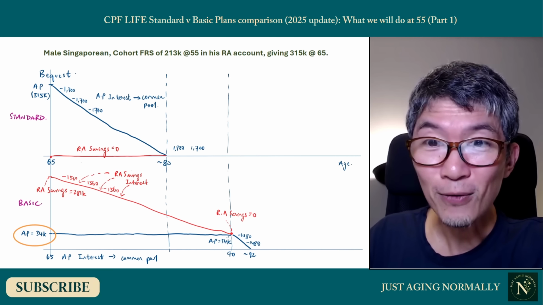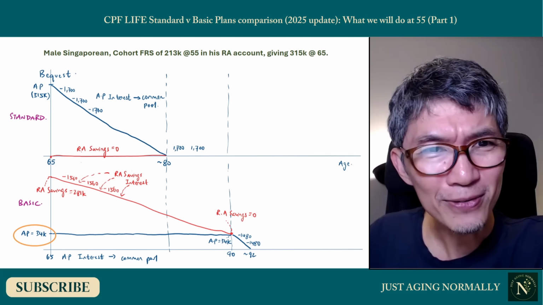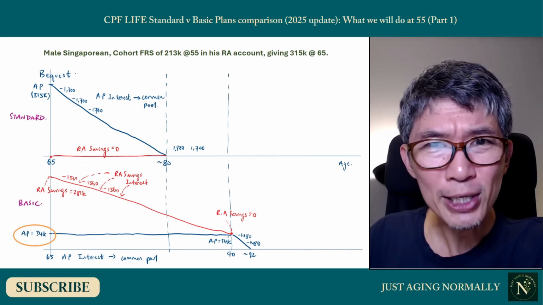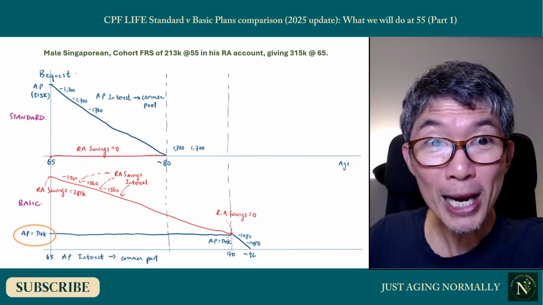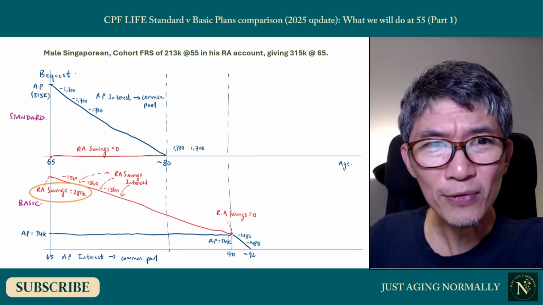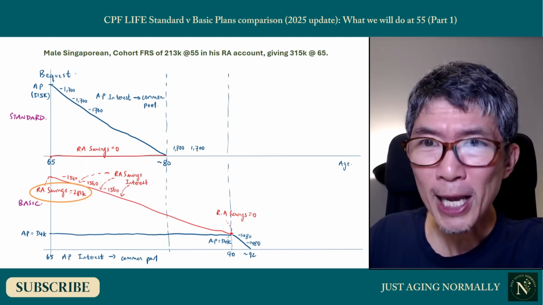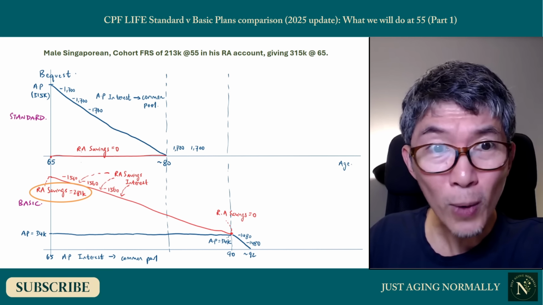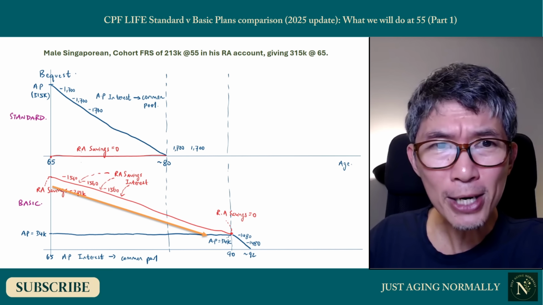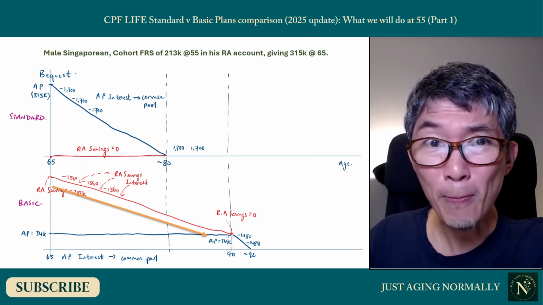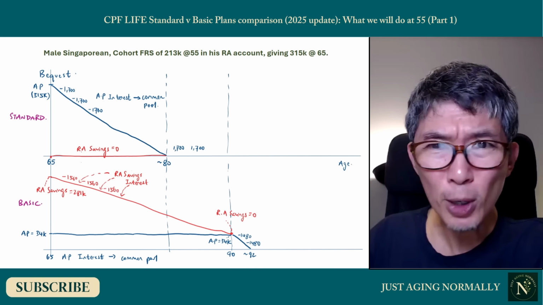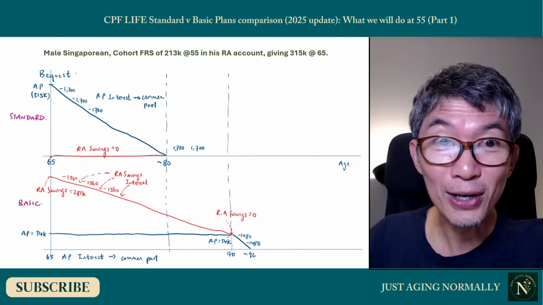We will leave that for next week. Let's go back to the graph. Number two. So, 315K minus 34K gives us 281K in RA savings, and we withdraw 1,560 per month from it. This amount lasts all the way until age 90. As you can see from the graph, the gradient of the drop is gentler compared to the standard plan. In other words, your bequest shrinks more slowly and lasts for a longer period.